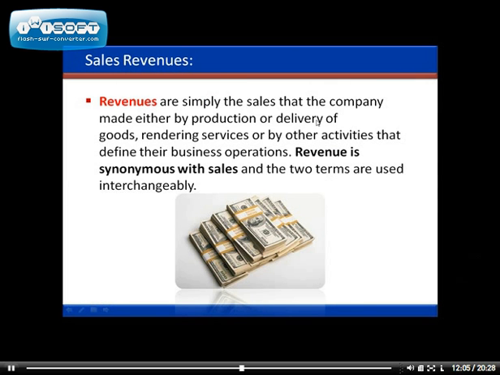Alright, so revenues are simply sales that a company made either by production or delivery of goods, rendering services, or by any other activities that define their business operations. Revenue is synonymous with sales, so a lot of people use that interchangeably. You'll hear people say that the company's revenue declined, or you hear them say their sales declined. The two terms mean the same thing, so don't get confused when you hear that.